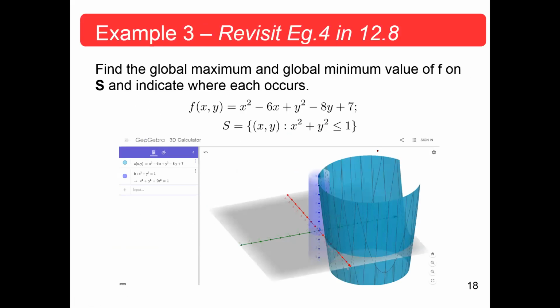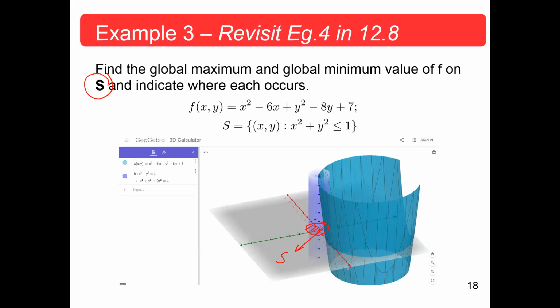All right, lastly, let's revisit example 4 in 12.8. Do you guys still recall this? The global maximum and global minimum for a function on a closed set S. The set S is actually closed, which means it includes the boundary and the inside. And last time we took a lot of time solving the possible extreme values on the boundary, right, on the boundary.